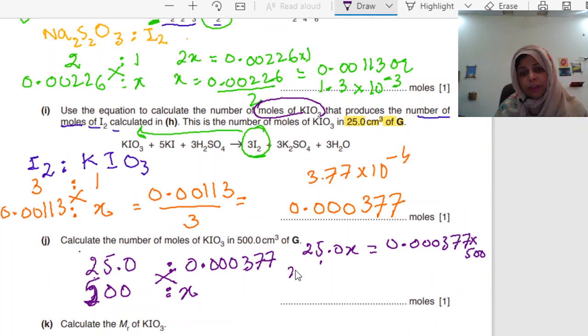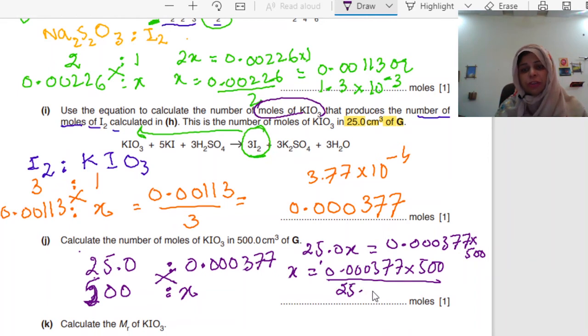To get the value of x, what we will do is 0.000377 multiplied by 500 and then divided by 25.0. So what is the answer? We divide these values, and we get the number of moles of KIO3 in 500.0 cm³ of G.